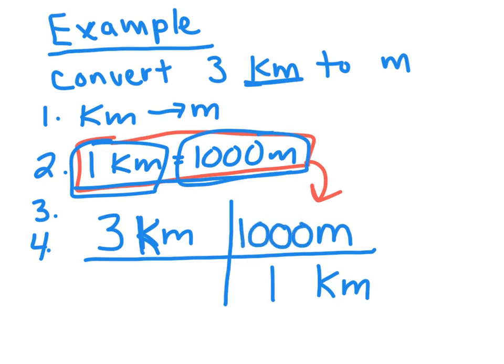Okay. Now look, I've got kilometers on bottom and top. So I'm going to cancel my kilometers out. Anything on top and bottom can cancel out. And the number I'm left with is going to be in meters.